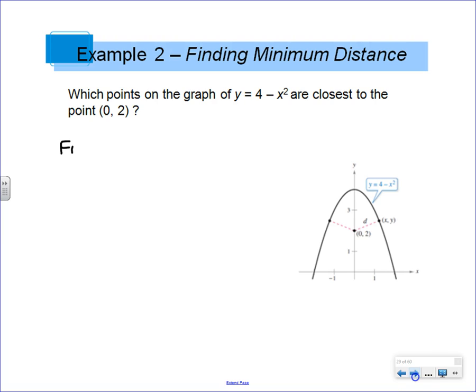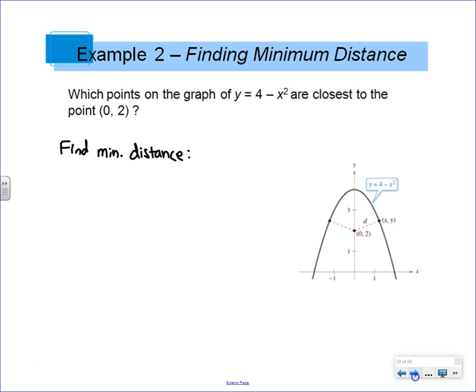On the last example, we had to find the maximum volume, so we needed to get the volume equation in hopes of being able to derive it and find the max. This one, we need to find the minimum distance, so we need to figure out a formula for it. What is the distance formula?